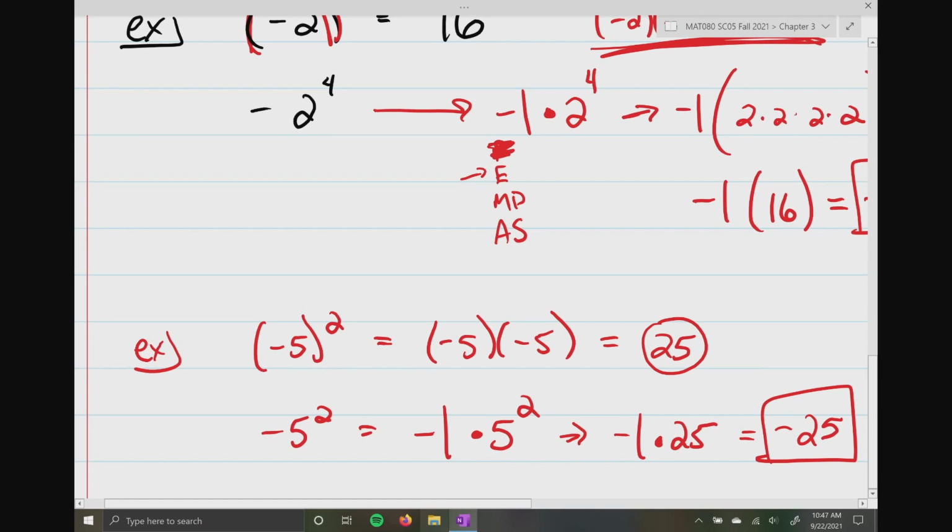Does that make sense, everyone? This is by far the trickiest. All right, if you're going to make a mistake, it's right here. All right? My only word of advice, slow down, take your time.